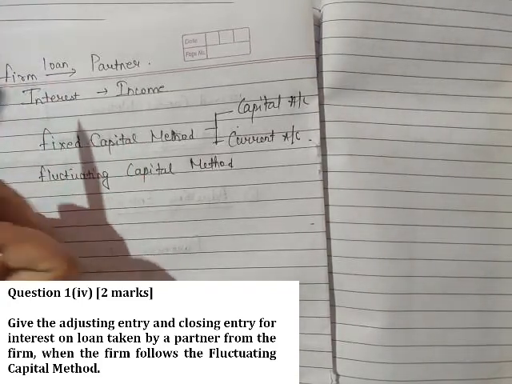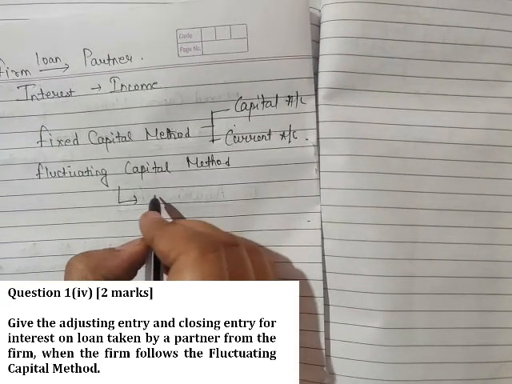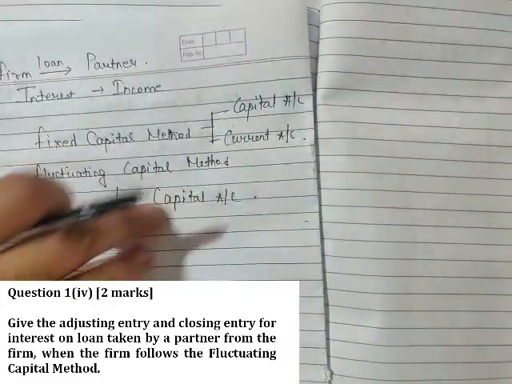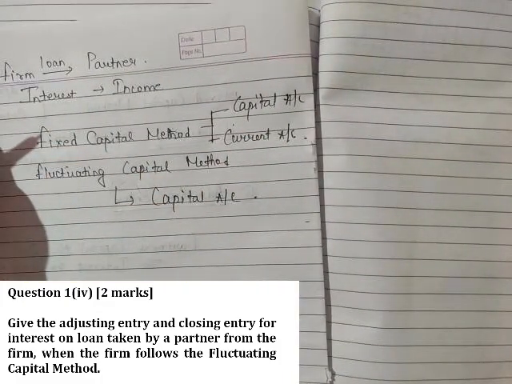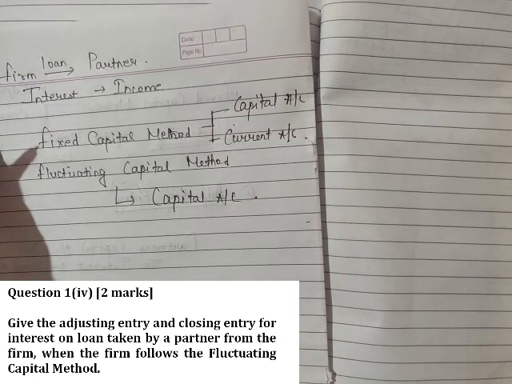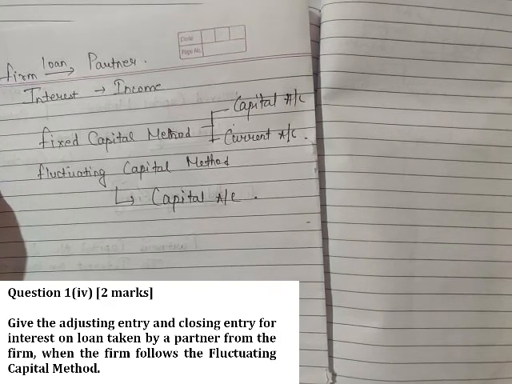Whereas under fluctuating capital method, only the capital account is maintained. All the entries with respect to the partners, may it be salary, interest on capital, addition to capital, etc., are routed through the capital account itself. So, in this question, we have to do the entries considering the fluctuating capital method.